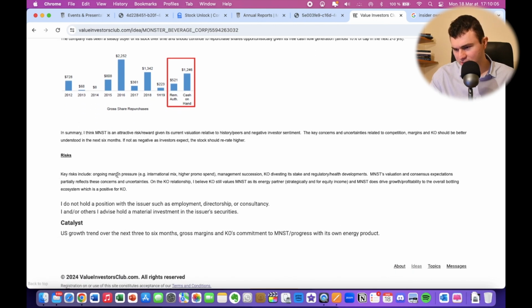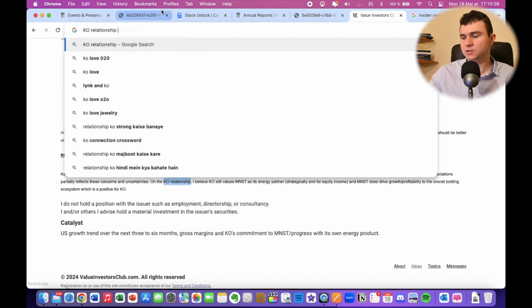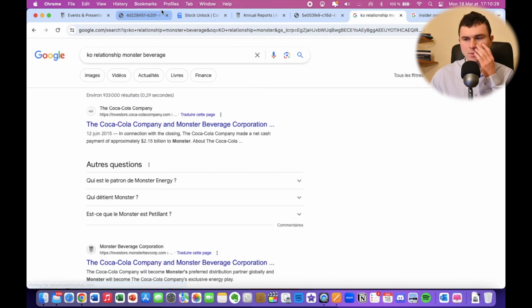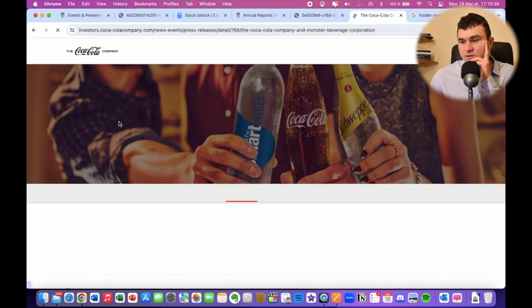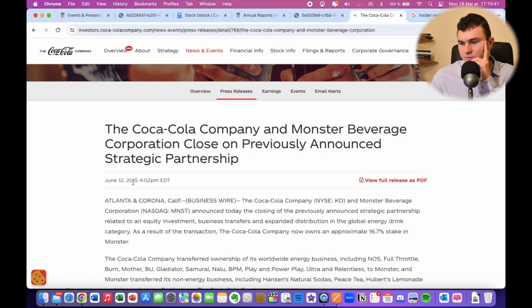Okay, risks here: ongoing margin pressure, management succession, competition, I believe. Okay, valuation. Okay, the Coca-Cola relationship. Let's look at this KO relationship with Monster Beverage. Let's see where this partnership has begun, when it has begun. Maybe it was 2015. Maybe it was part of the acquisition. We said it was an acquisition, but let's see.